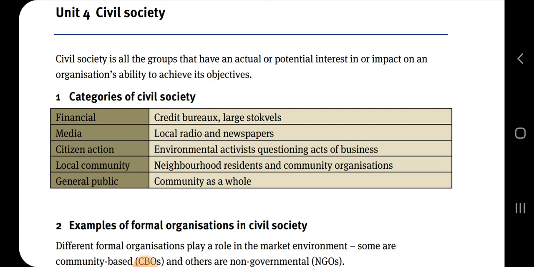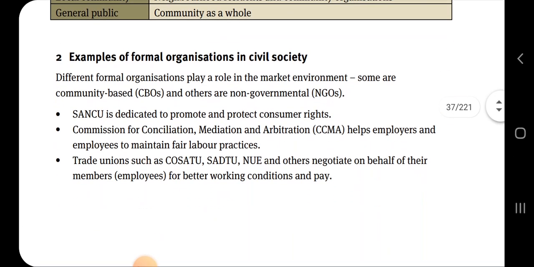In every community, there are different organizations that look out for the interests of different things. And then neighborhood is people around where the business is located. There are people around, so those people are the neighborhood. And then general public is the community as a whole.